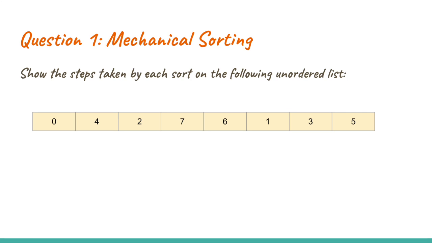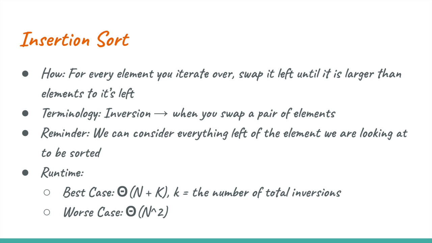In question 1, we want to sort the following unordered list using the various sorts we've learned about in lecture. So the first sort we'll use is insertion sort. And in insertion sort, for every element we iterate over, we swap it left until it's larger than the elements to its left.